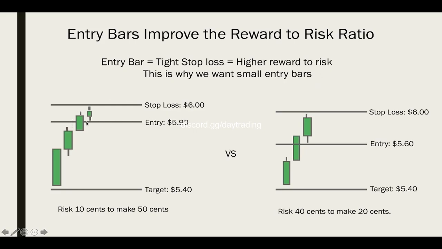Stop loss is at $6. Our entry is at $5.90. We're shorting it, remember? Here, our entry is at $5.60. Stop loss at $6, right? Same target, same stop loss. Different entries because we don't have an entry bar here. And in this case, we're risking 10 cents to make 40 cents. Oh, I'm sorry. We're risking 10 cents to make 50 cents. In this case, we're risking 40 cents to only make 20 cents. Obviously the reward to risk is a lot better here because we have that entry bar, we have a tighter stop loss, and our risk to reward is a lot better.